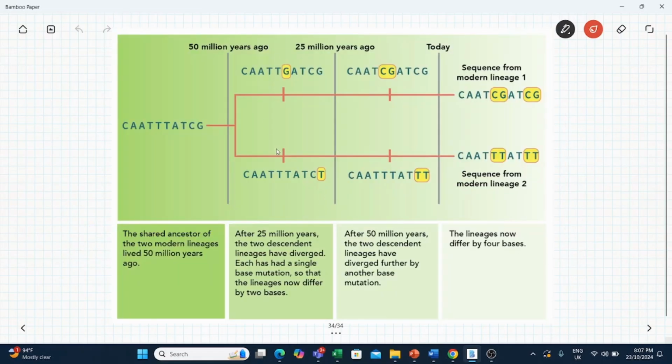Here is an example of what you might find. So here it takes about 25 million years to have a base change over here and a base change over here. And then another 25 million years, you've got another base change over there. So after 50 million years, you basically have differences over here and over here. So that way, we can put together something known as a phylogenetic tree, which looks a little bit like this.